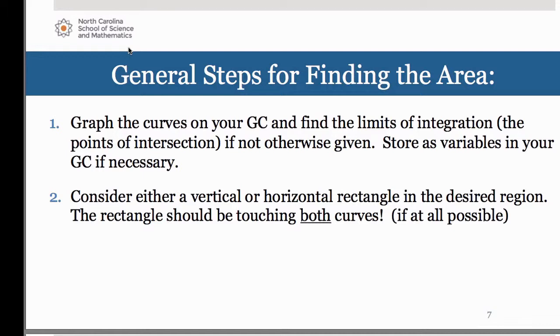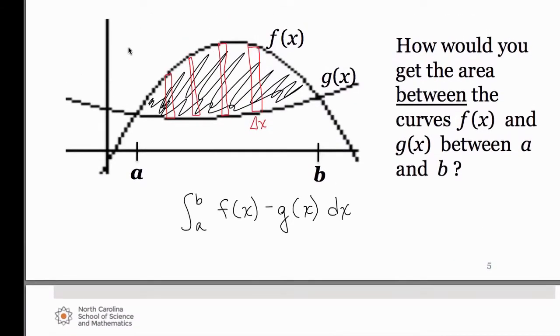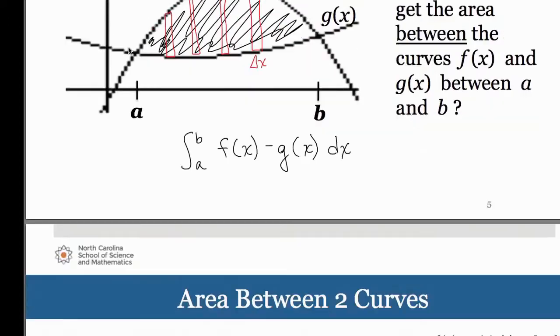If you do, and especially if they're longer decimal values, you will want to store those found values in your calculator. Then you'll have to consider either a vertical or horizontal rectangle in that desired region. I like to think of it as a representative rectangle. Go back to the previous picture if you would. In this case, we had vertical representative rectangles. Sometimes it's helpful to think of the orientation of what one single rectangle would look like when you go to do a problem like this.